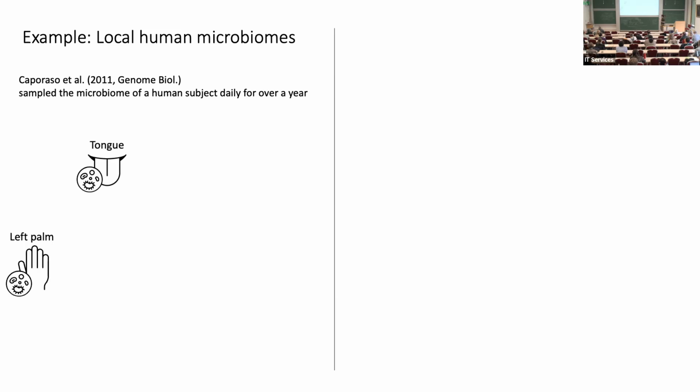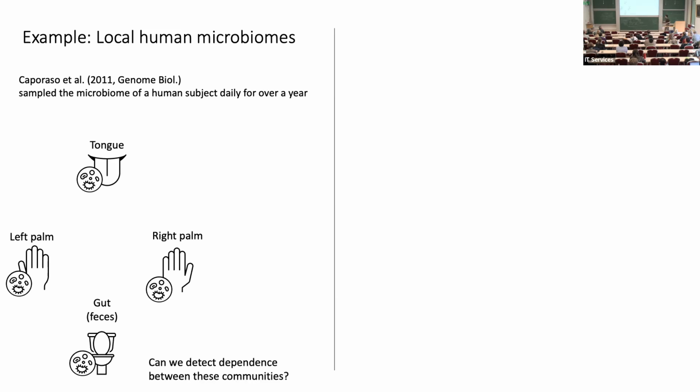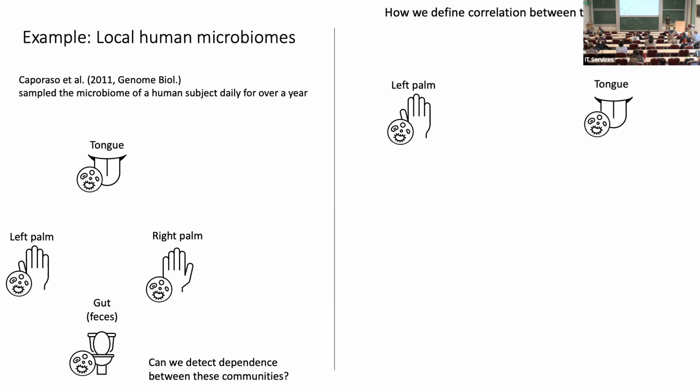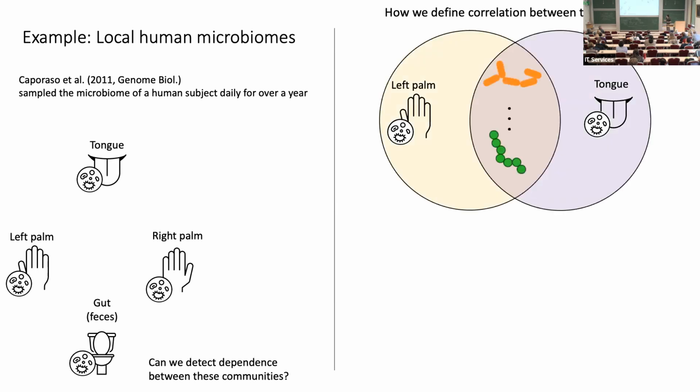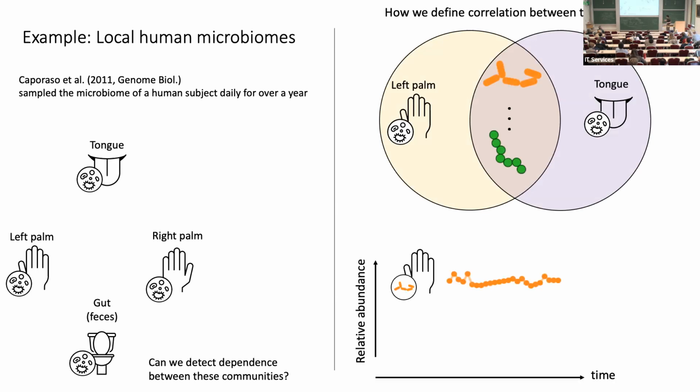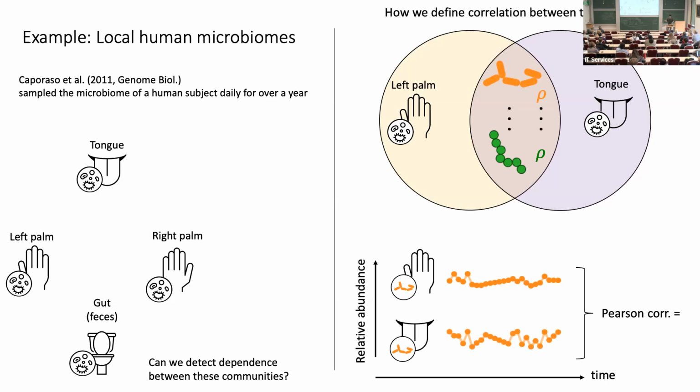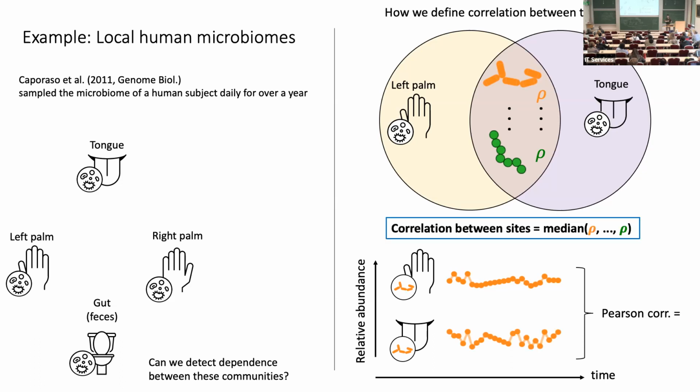They sampled at the tongue, the left palm, the right palm, and the gut, which is really the poop. But can we detect dependence between these communities? In order to do that, I need my correlation function. How do I define a correlation between two body sites? I'll just throw one up here. If I have my two sites, I start by counting off their shared microbes after they've passed some quality control test. I look at the relative abundance of this microbe on the palm and in the mouth, take their correlation, and call that rho, the orange rho, and then I do it for all of them. The correlation between two sites will just be the median of these.